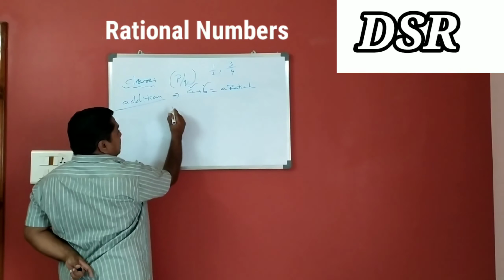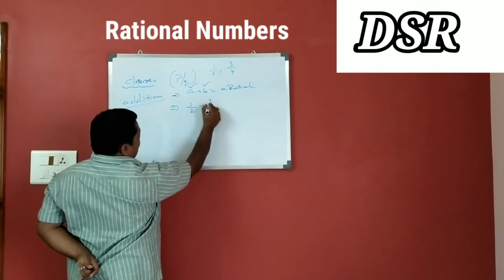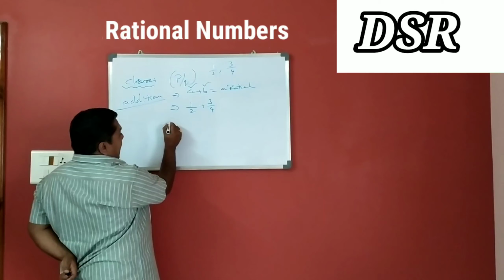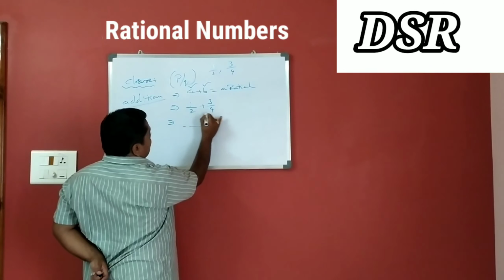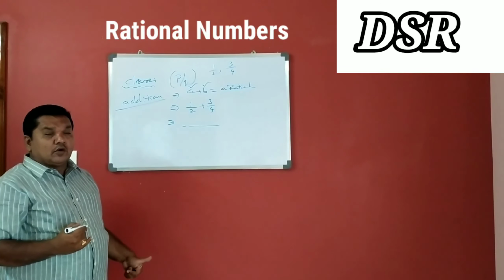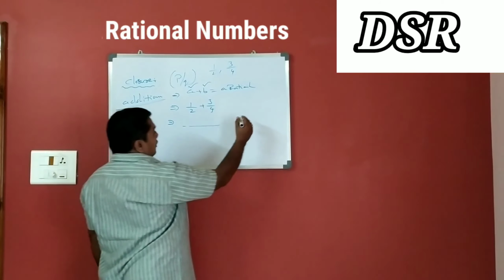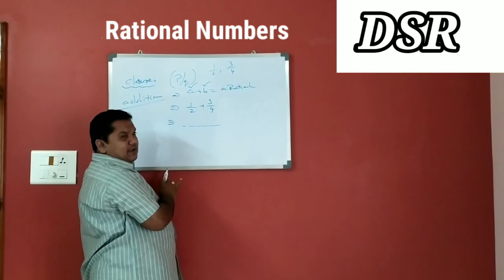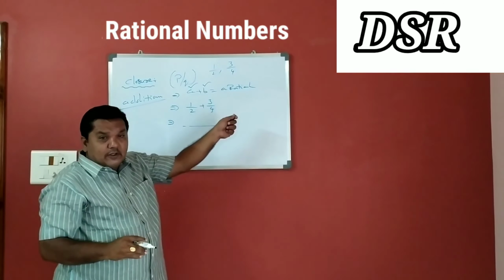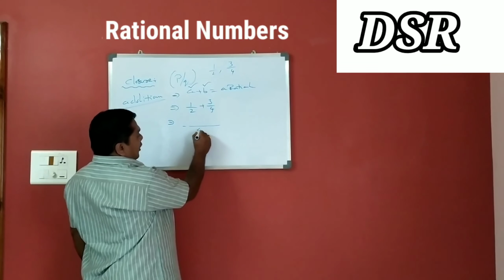In that place, we substitute these values: 1 by 2 plus 3 by 4. These two are rational numbers, and we are adding them. How can we add? We have to observe the denominators, 2 and 4. To find the LCM of 2 and 4, 4 is the bigger number. So the LCM becomes 4.